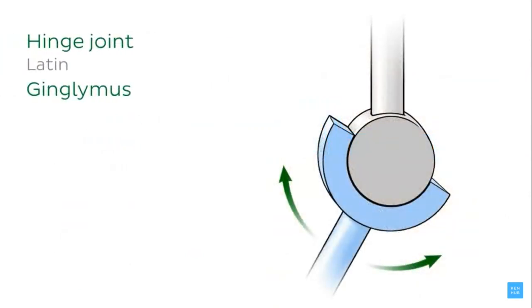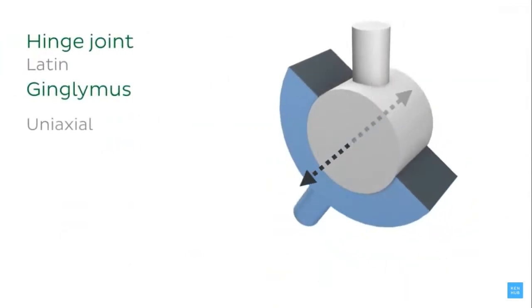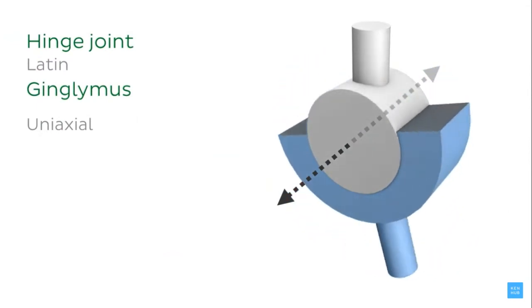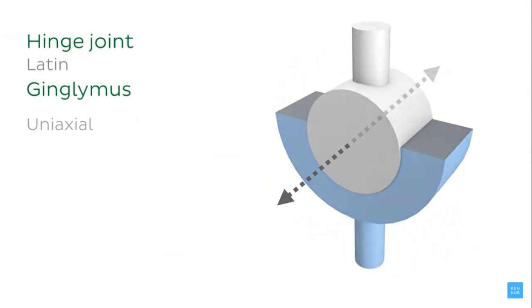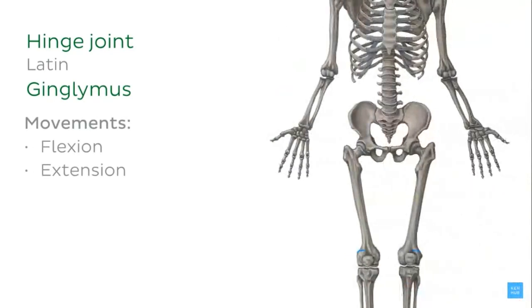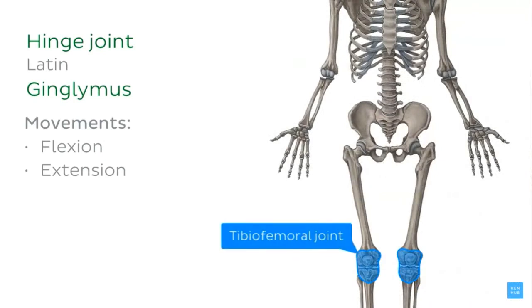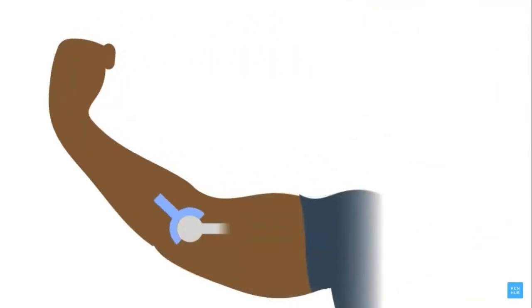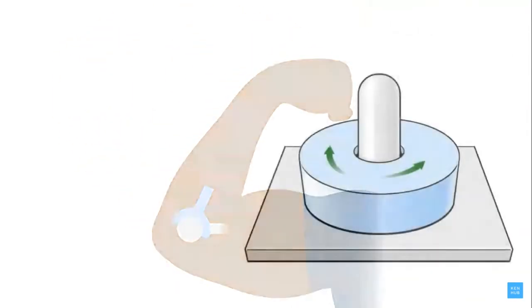Next, we have the hinge joint, which has only one axis of motion, making it uniaxial. Hinge joints allow movement around the frontal axis, which passes transversely through the joint. Therefore, the movements that occur in this joint are flexion and extension. 2 examples of these joints are the tibiofemoral joint, or the knee joint, and the elbow joint. So we use our hinge joints when we show off, flex, our biceps.